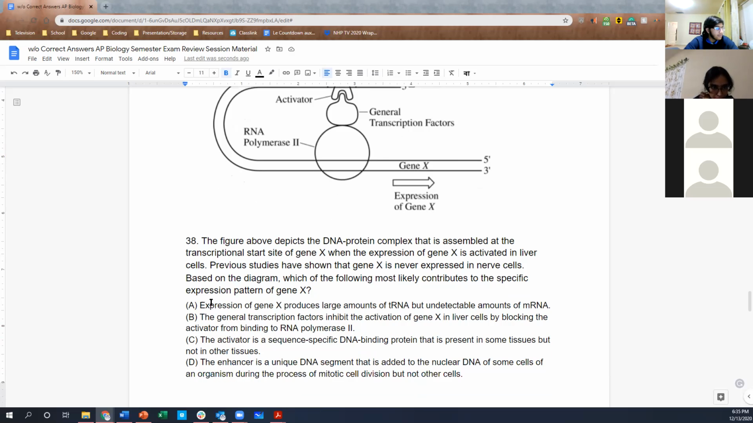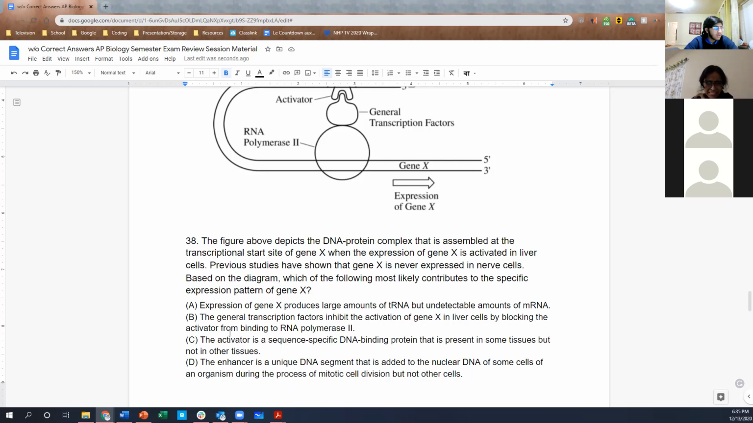I feel like A is too broad of an answer, but I agree. A doesn't seem right. General transcription. C also seems weird. I'm not sure. C seems weird too. Some tissues, but not other tissues, that just throws me off.